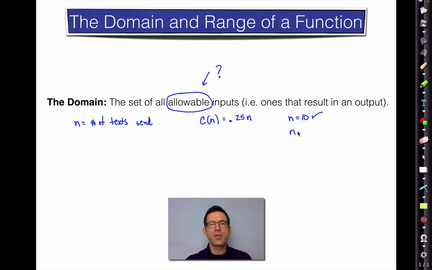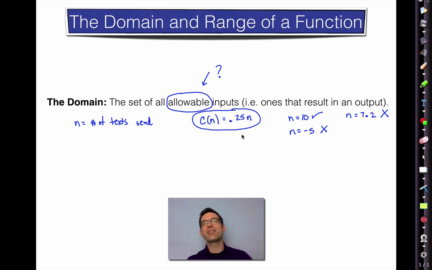On the other hand, something like -5 wouldn't be part of the domain because we can't have a negative number of texts. Likewise, we couldn't even have something like 7.2 because that doesn't make sense. Now 10, -5, and 7.2 are all happily put into this formula. But the plain fact is the only ones that are allowable are things like 10. So the domain's kind of tricky.